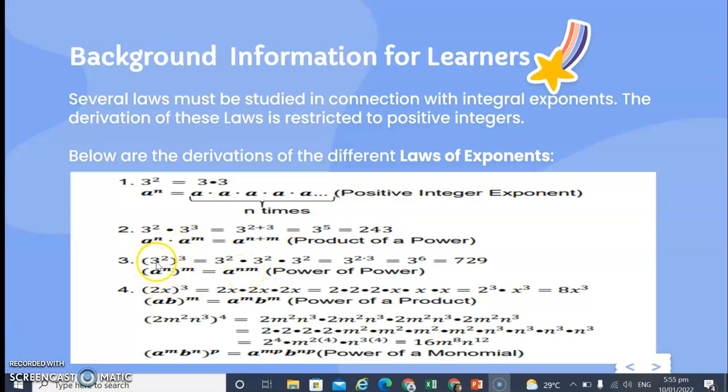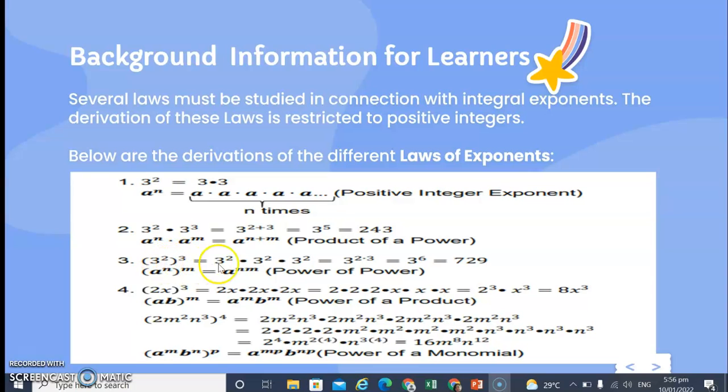Okay, so let's have the example. 3 squared raised to the power of 3, or we can also read it as 3 squared quantity cubed. That means we simply copy the base, or if we are to expand this, we take 3 squared as a factor 3 times. So we expand it as 3 squared times 3 squared times 3 squared, because we take this as a factor 3 times.